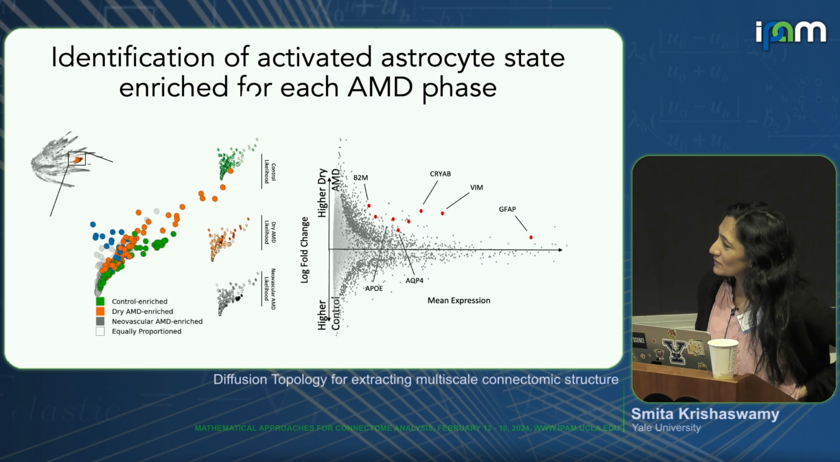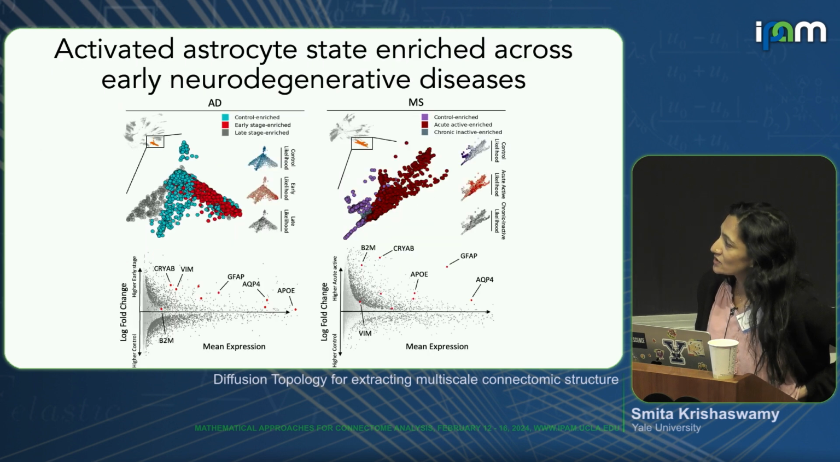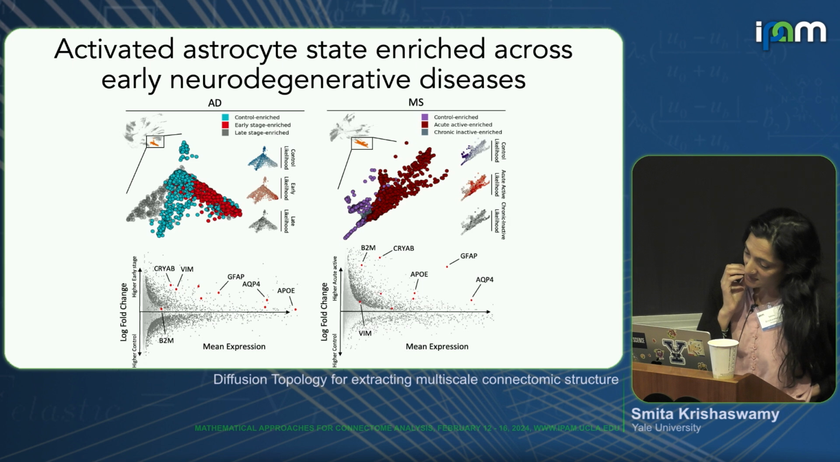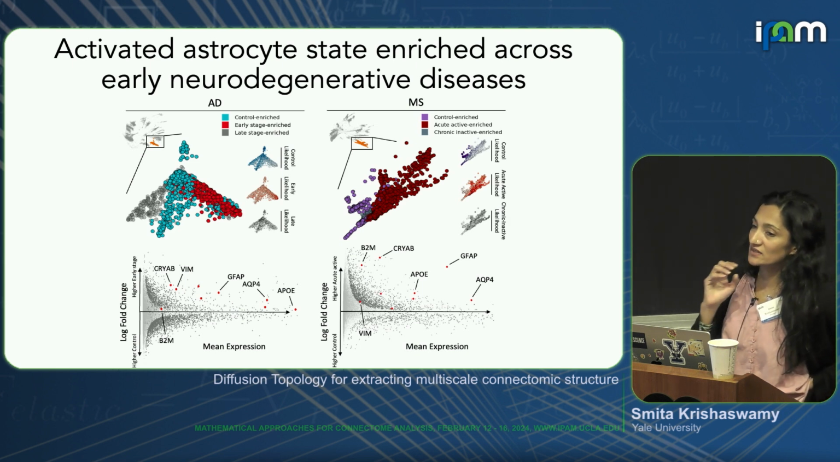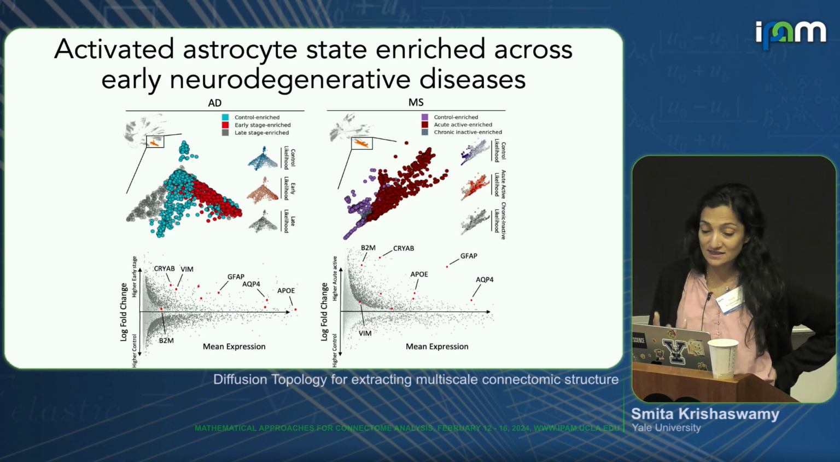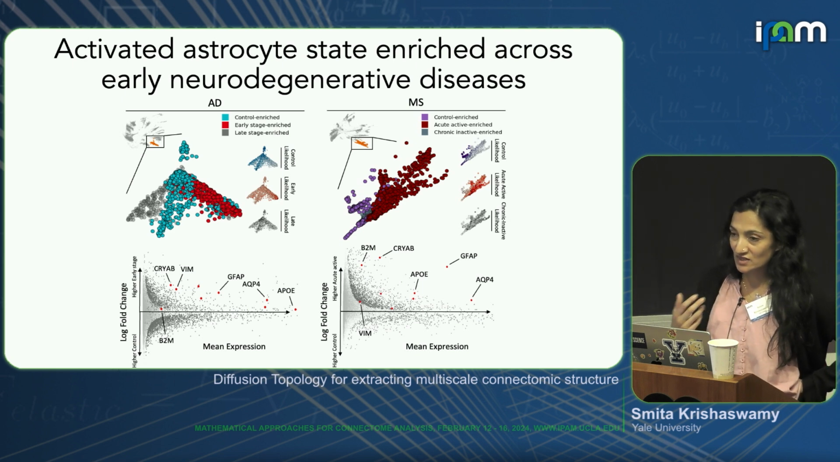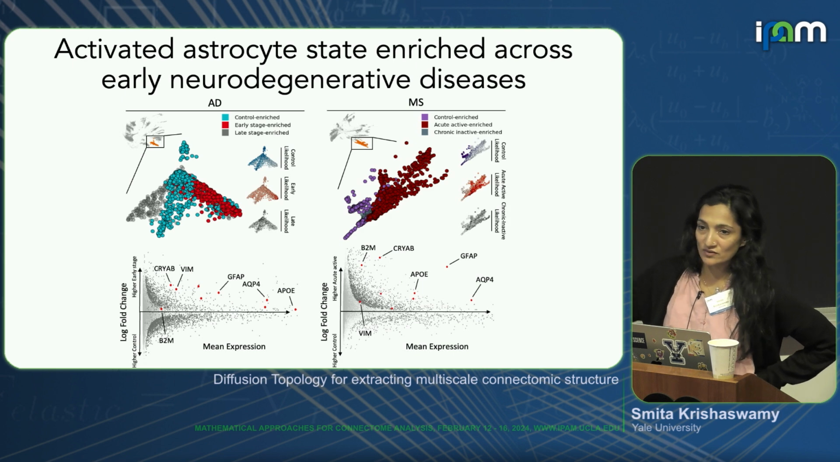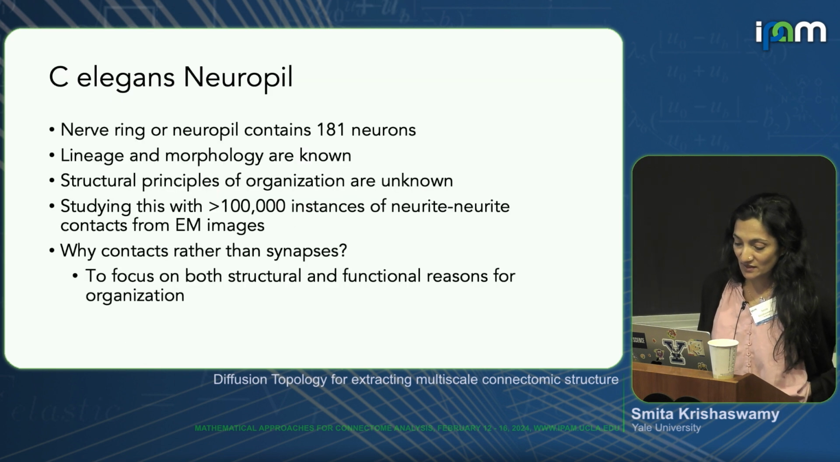This signature we were able to find actually in other diseases. So we found it in age-related macular degeneration, we found it in Alzheimer's and multiple sclerosis, which indicates that it's picking up on some kind of structure even in its earlier iterations pretty faithfully.